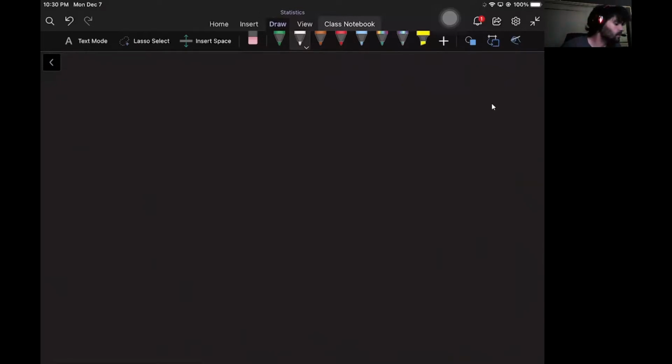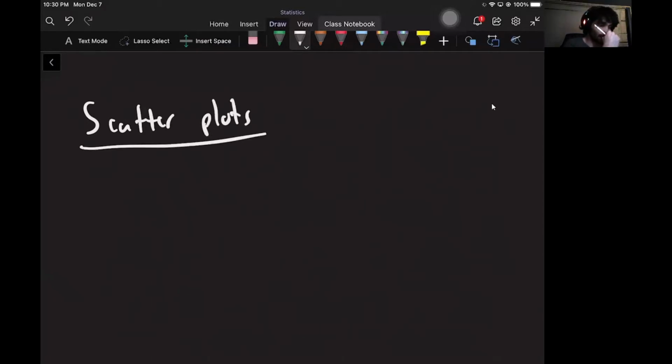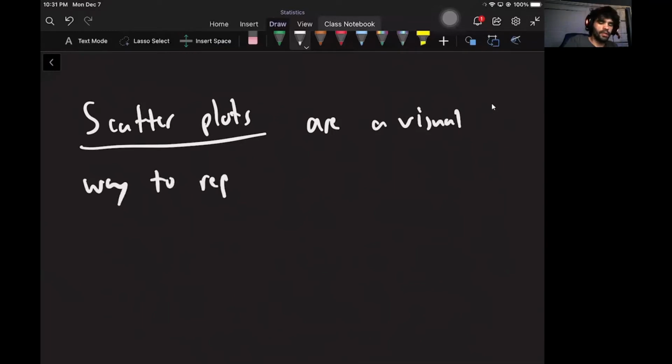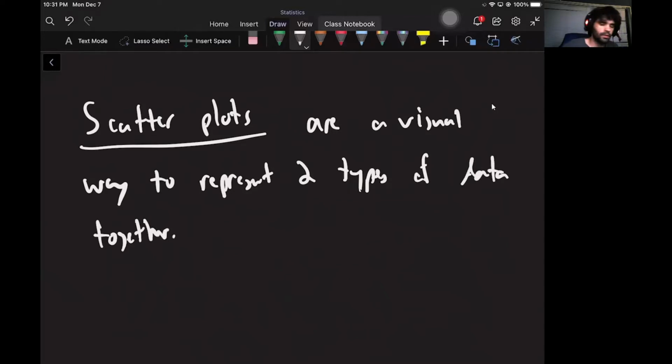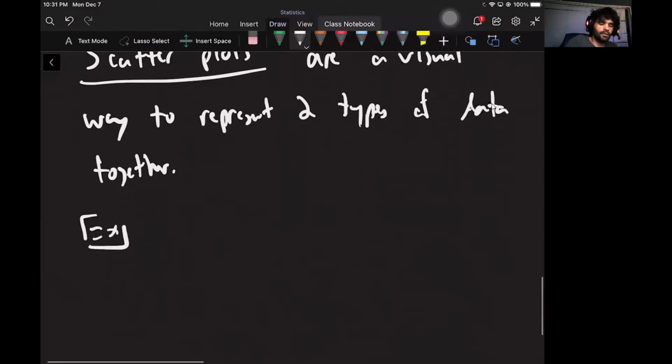Okay, so let's do some math here. The first thing we're going to learn about are scatter plots. This is just a new type of graph, a new visual thing. They're a visual way to represent 2 types of data together. The best way to learn about them is simply to jump straight into an example. So here's one.